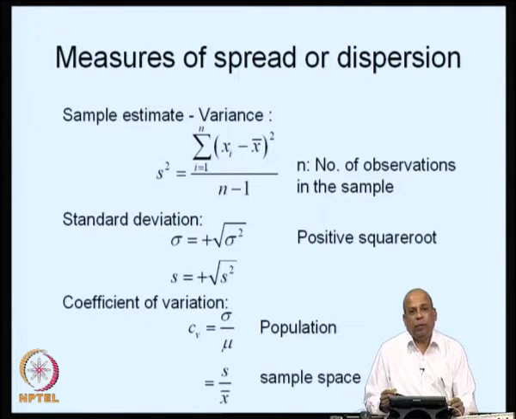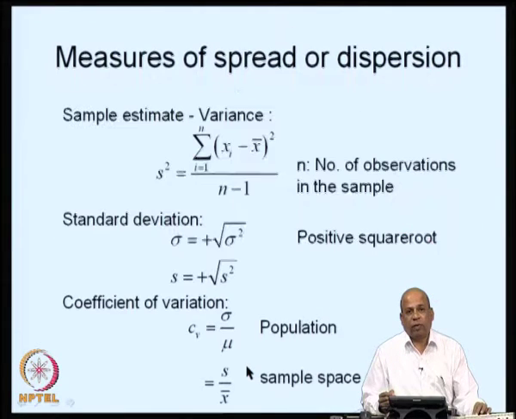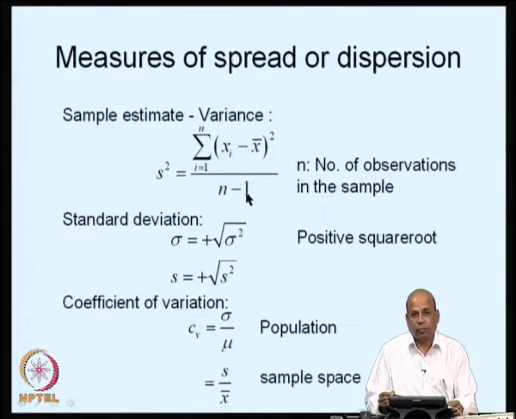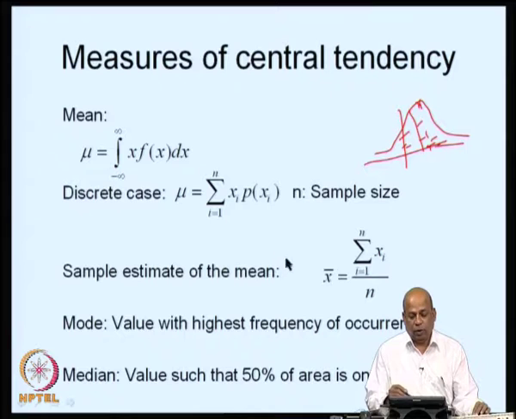The sample estimate for the variance, again recall that we have defined this for the population. This definition is for the population, and the sample estimate for that is given by summation i equal to 1 to n of x i minus x bar the whole square divided by n minus 1. In the case of the mean, the sample estimate was given by summation of x i over n. So, n is the sample size.